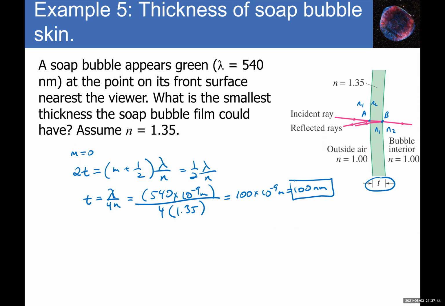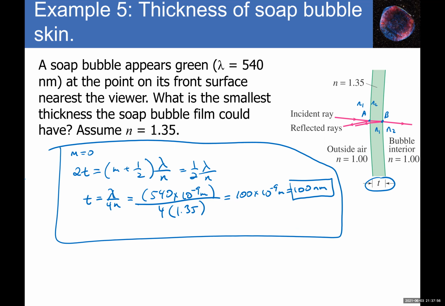That means this will be the first constructive. The second constructive will be an additional 200 nanometers in thickness, and so on and so forth. But remember, because we want constructive interference, we are looking at the constructive interference equation. Since it's the first constructive, m equals 0, because in this equation m equals 0, 1, 2, 3, and so on. This means the first one is when m equals 0.